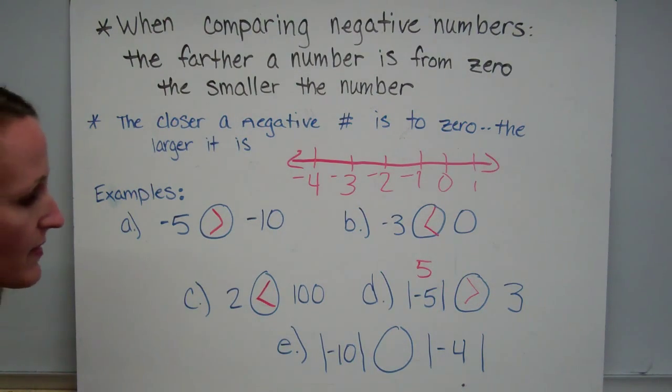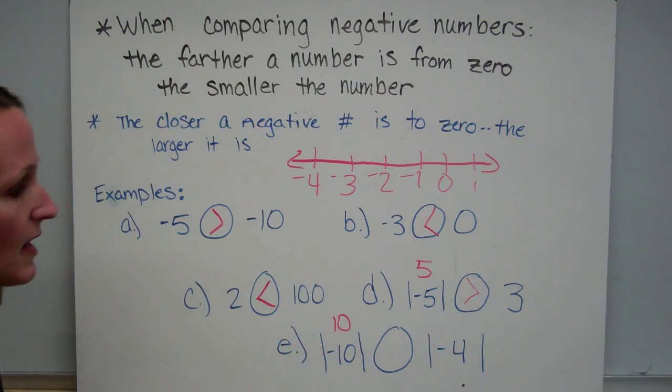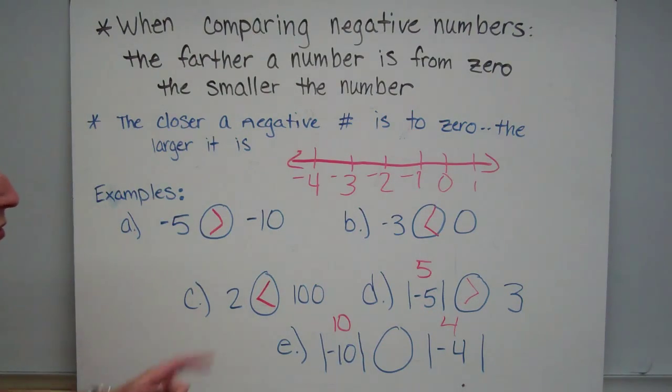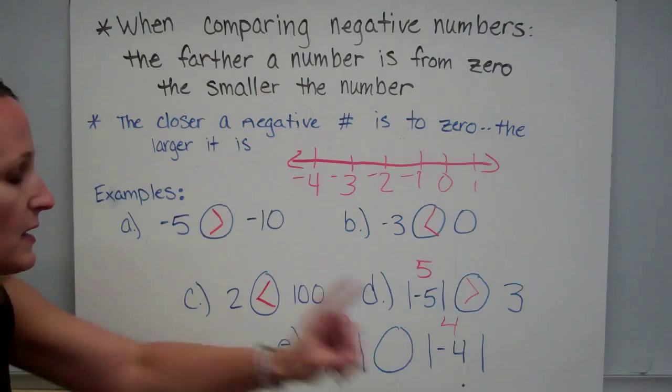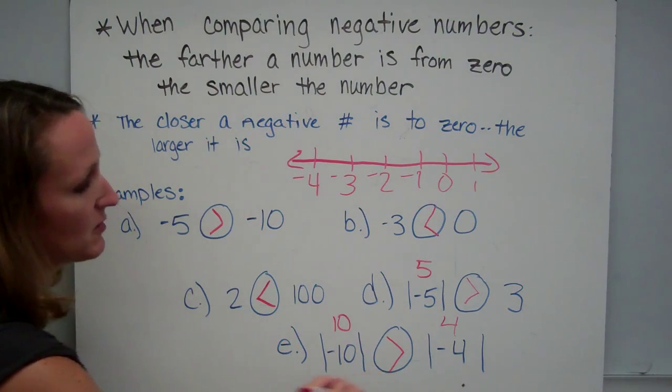Then one more, we have the absolute value of -10, which is 10. The absolute value of -4, which is 4. Which one's larger? Absolute value of -10 or the absolute value of -4? Your answer is the absolute value of -10.